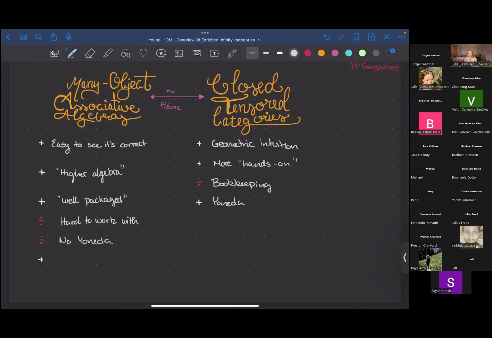And a final positive of the many-object associative algebra approach is that it is the easy way to extend to something I like to call enriched algebra, which I won't go into details about.